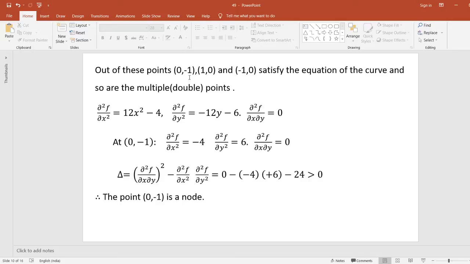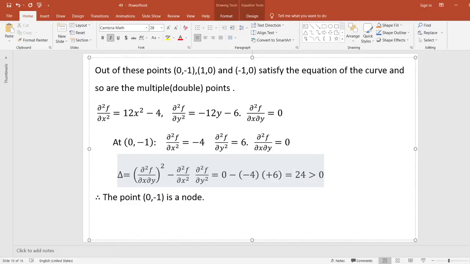At the point (0, −1), ∂²f/∂x² is 0 − 4, that is −4. ∂²f/∂y², with y value −1, is plus 12 − 6, which is 6. ∂²f/∂x∂y is 0. Then delta is equal to (∂²f/∂x∂y)² − (∂²f/∂x²)(∂²f/∂y²), which is 0² = 0 minus (−4 × 6), that is minus into minus plus, 6 4s are 24, and this is greater than 0. Therefore, this point (0, −1) is a node.